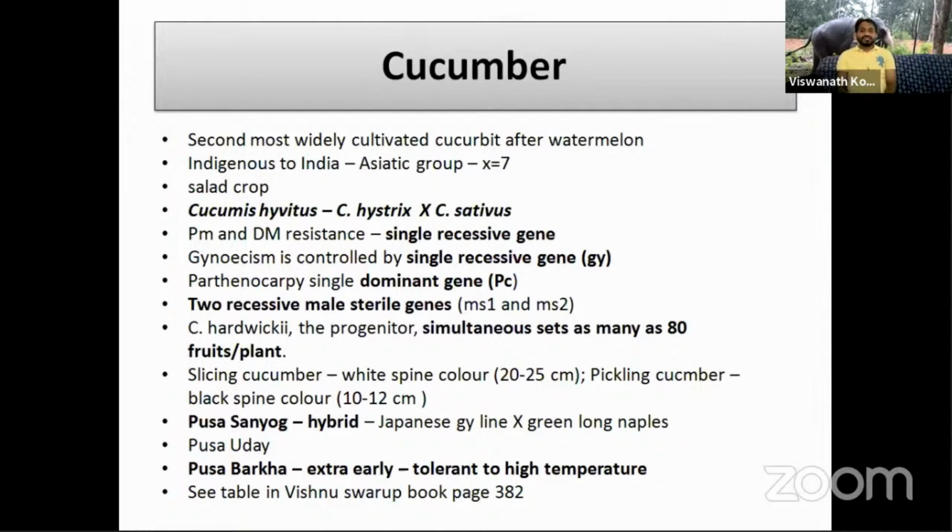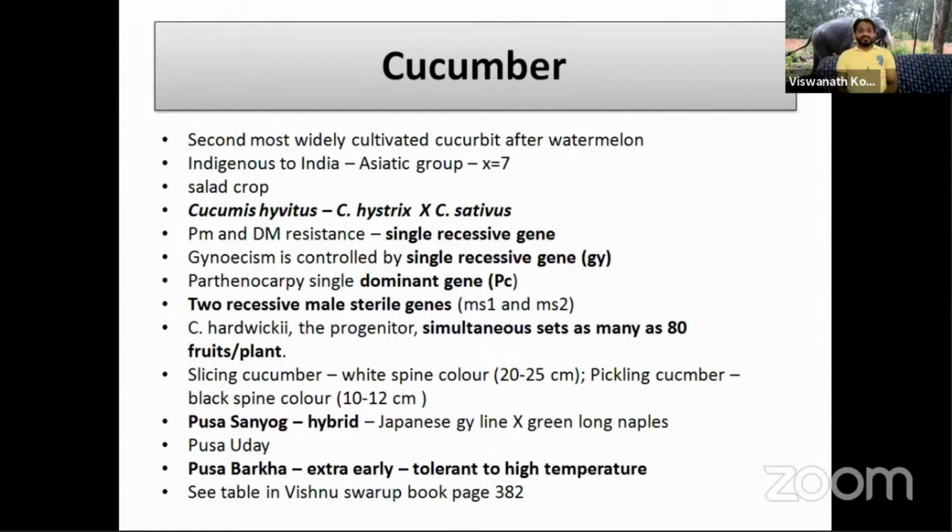So Pusa Sanyog is a hybrid. It was developed using a Japanese gynoecious line crossed with the male parent Green Long Naples. So Pusa Sanyog is a hybrid developed by using a gynoecious line. This is the important cross. You remember the cross, Japanese gynoecious line into Green Long Naples.